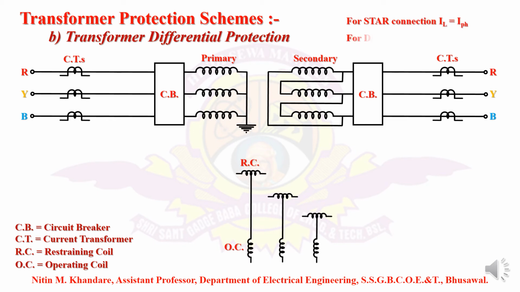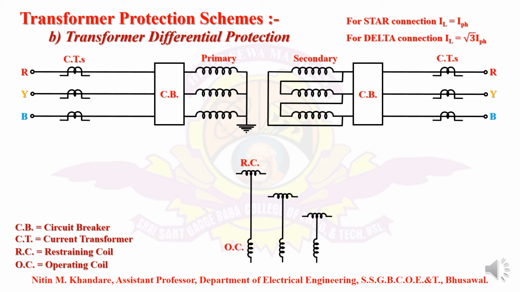For the star connection, we know that IL equals IPH, and in case of delta connection, we know that IL equals root 3 IPH. That is the second difficulty in the case of differential protection, so we have to overcome that. As by using the CT ratio we overcome the problem of the transformation ratio, we also have to cope with this problem. That problem is coped with by using different connections on both sides.